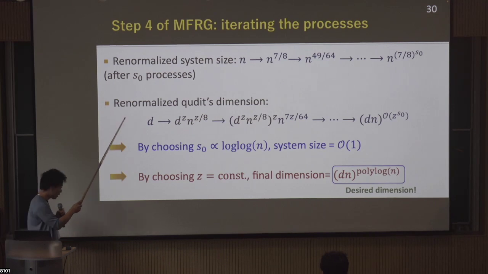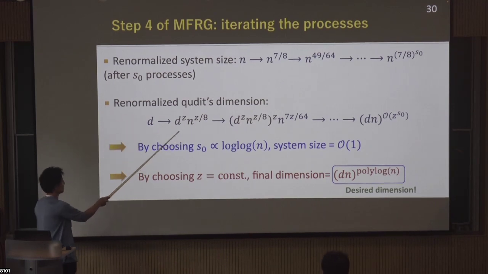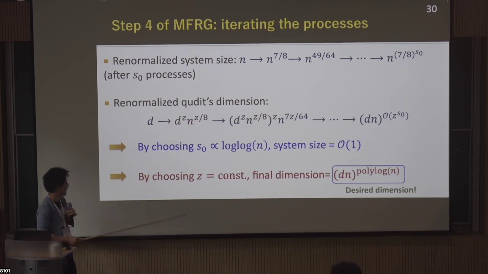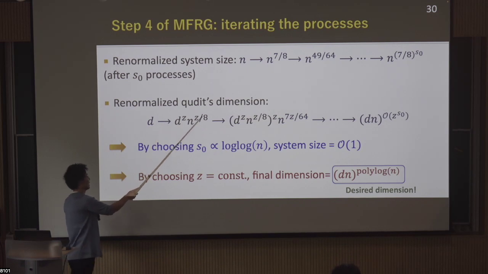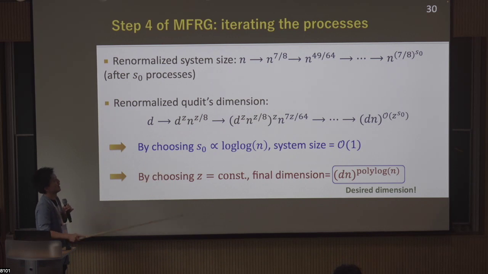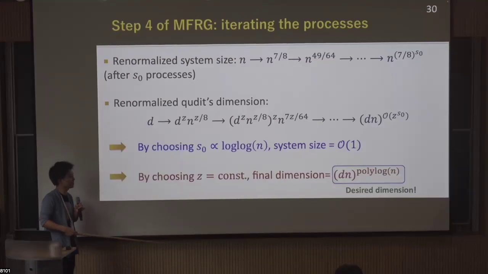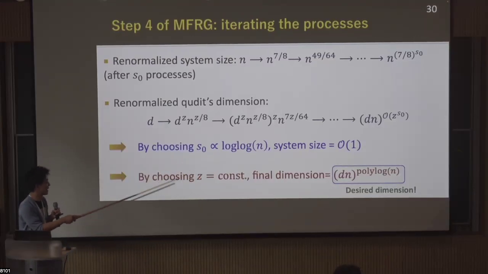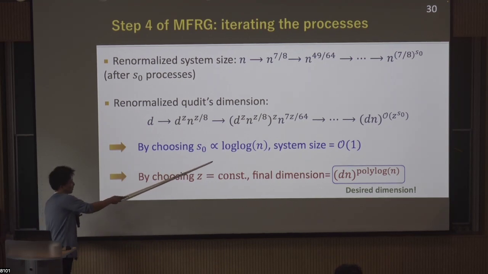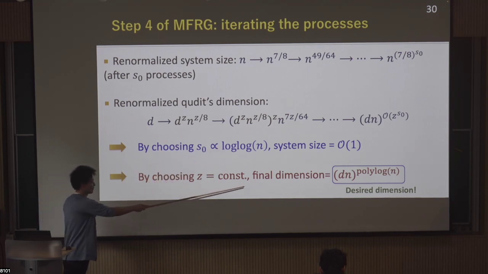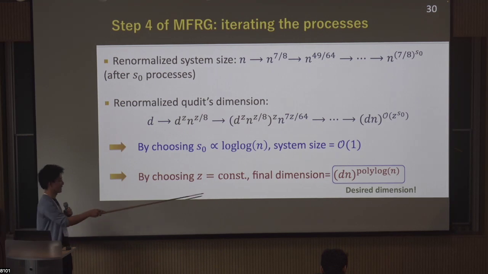And the renormalized qubit dimension is, after the first renormalization group, the Hilbert space dimension is given by d to the power of z, n to the power of z over 8. And now this is the renormalized qubit Hilbert space dimension. So after the second renormalization process, this appears as the Hilbert space dimension of the renormalized qubit. And by repeating this process, the final Hilbert space dimension of the renormalized qubit is given by d n to the power of z to the power of S0. So by choosing S0 proportional to, for example, log n, the system size becomes order 1. But the renormalized qubit Hilbert space dimension is given by d n to the power of polylog n. So this is the desired dimension.